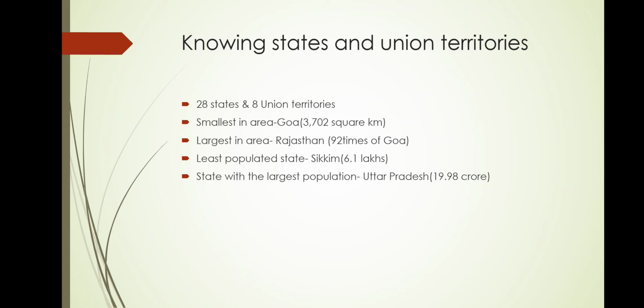Okay, next, knowing states and union territories. There are a total of 28 states and 8 union territories. The smallest state is Goa, and if you want to know its area, it is 3702 square kilometers, and the largest state in area is Rajasthan, which is 92 times bigger than Goa. The least populated state is Sikkim, and the largest population is in Uttar Pradesh. But the data will change, though for now it is the same for you as the 2011 data, so you can learn all this.